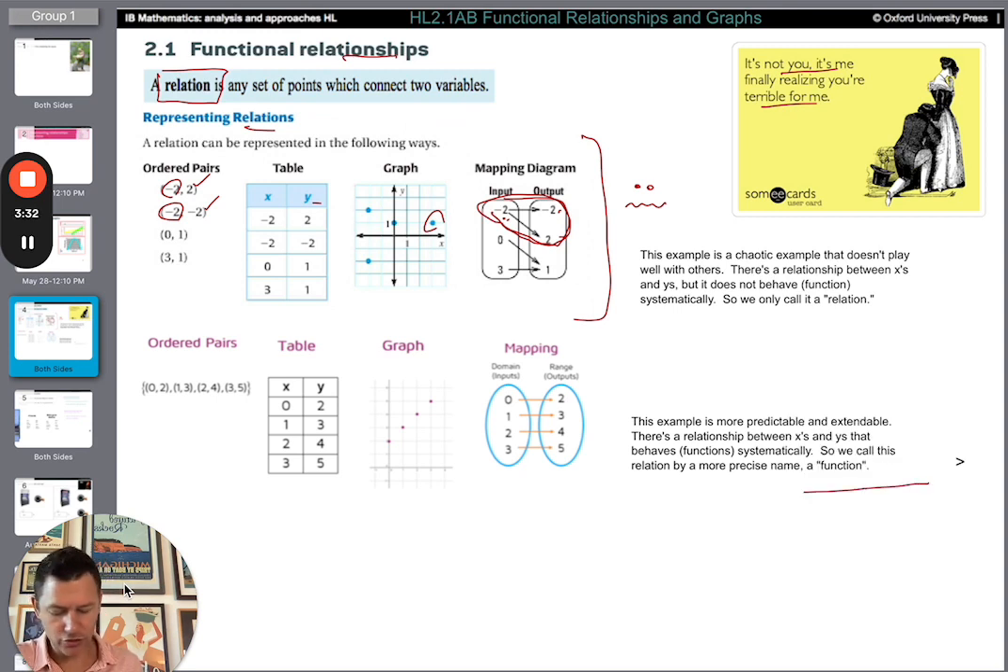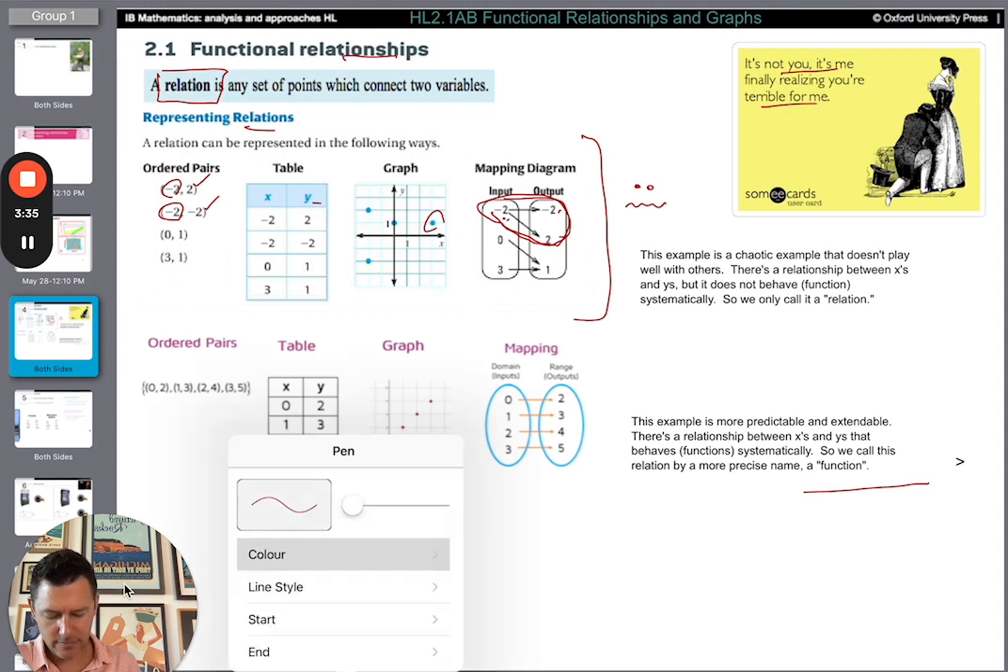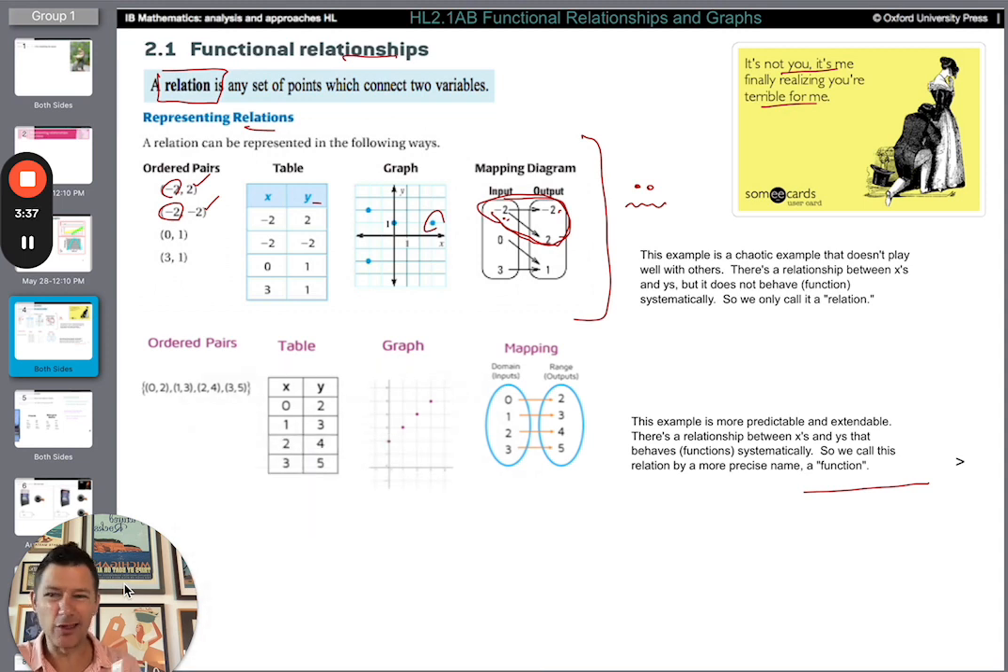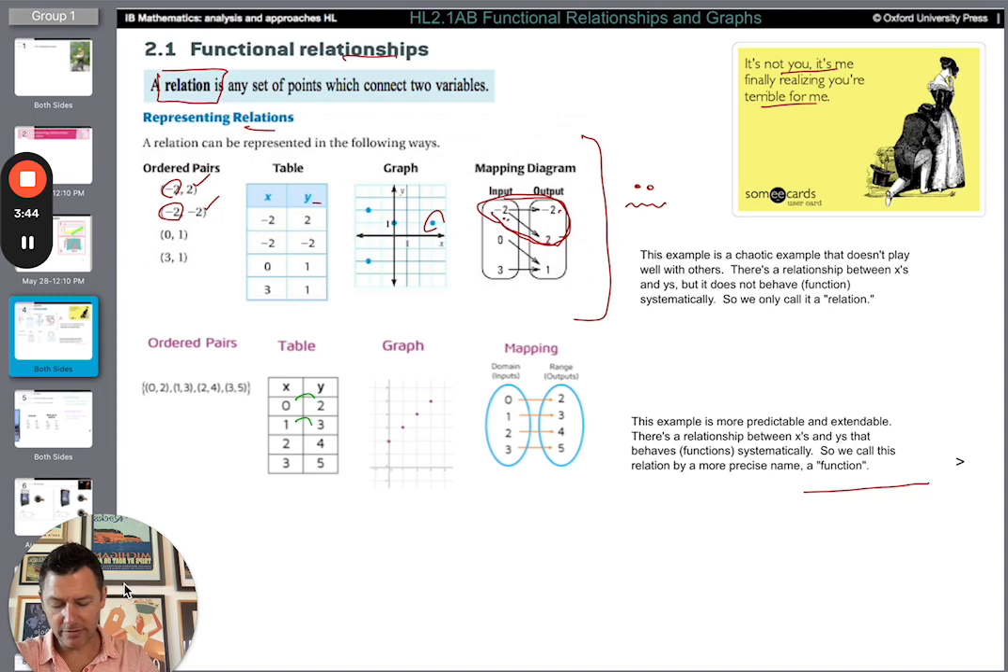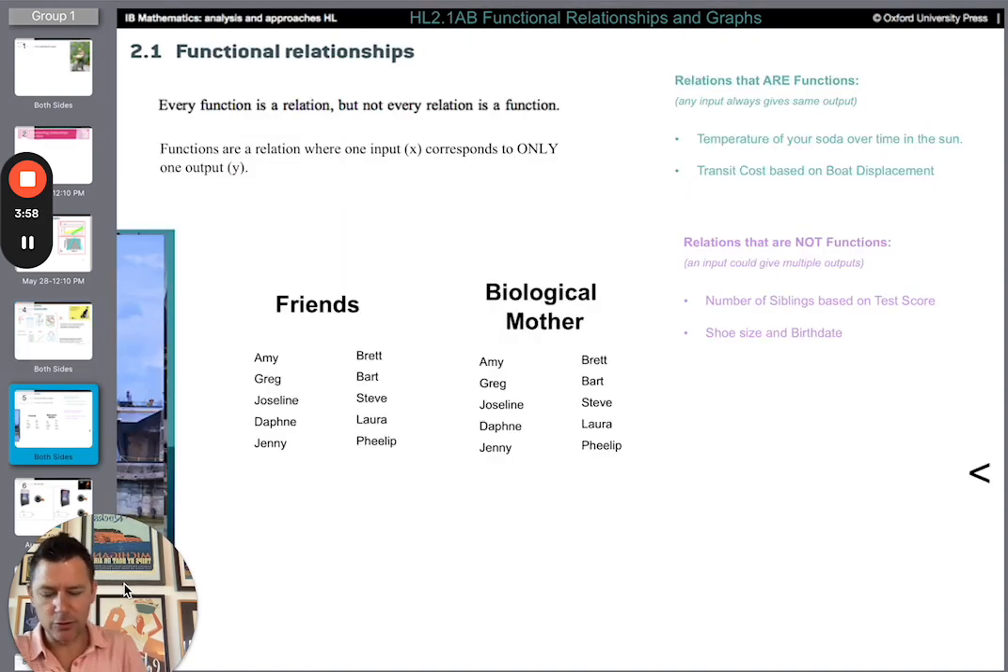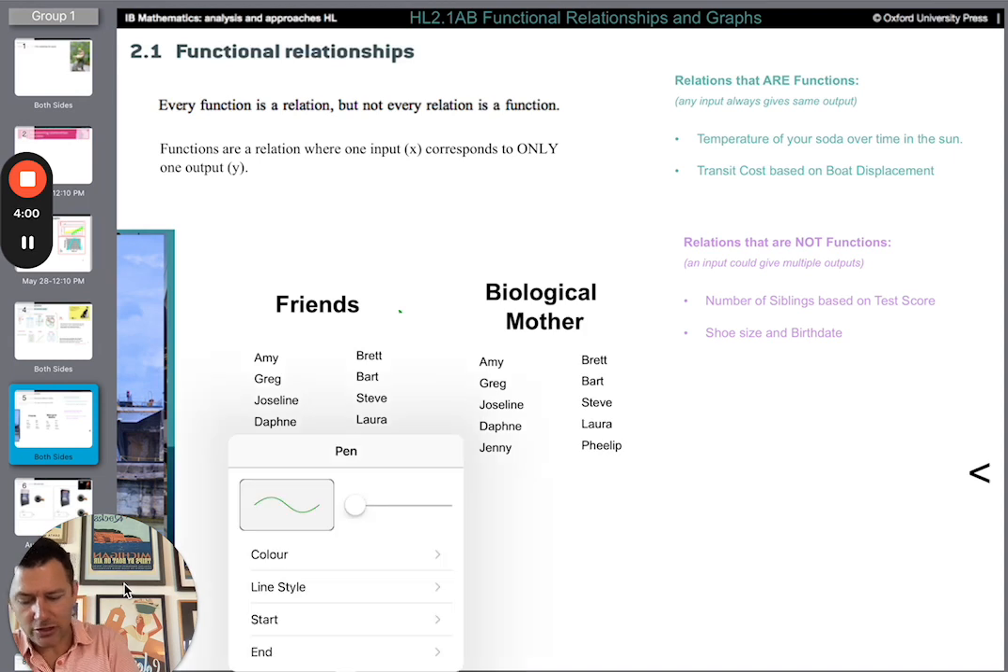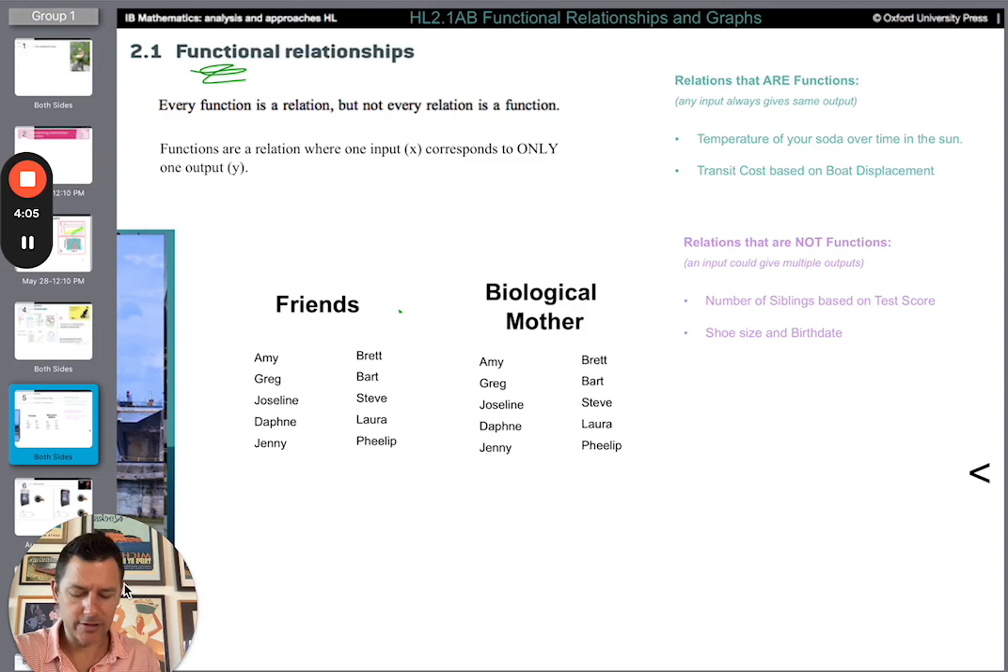This second relationship down here is a little bit better, meaning that it's more predictable. So this 0 always gives you a 2, 1 always gives you a 3, and they're repeated there, and hey, look, they make a nice little graph, and here's the mapping, nice and clean. This one isn't a problem. We'll talk about that in a second, because it's still functional. But the difference between these two: are they functions or are they not functions? And we'll talk about why that's important.